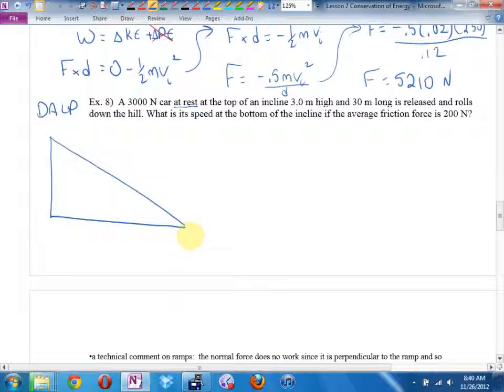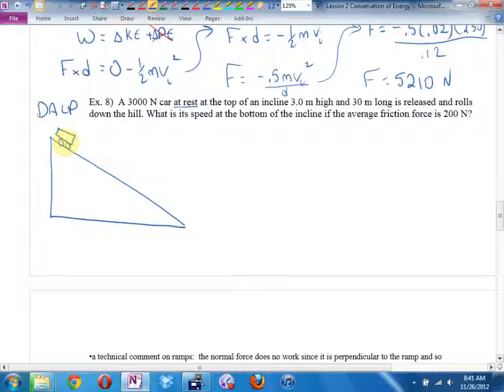Here's our car, here's our hill. Okay? Well, I think this looks like the job for conservation of energy. How do I know? I'm seeing a change in height and a change in speed. That usually means energy is a good approach.